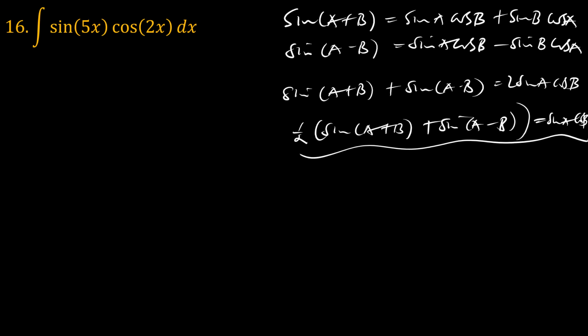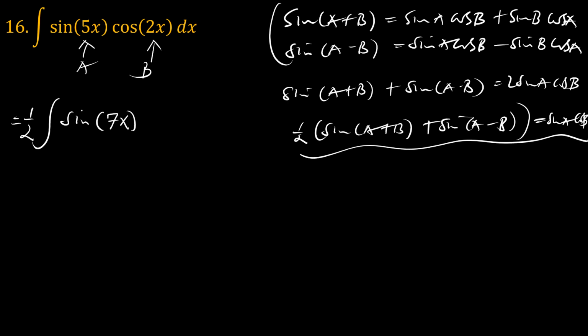I just know this primary thing. So if I take, for example, this to be A and this to be B, what do I have here? So I have the integral of a half. Sine A plus B is going to be equal to sine 7x plus sine of 3x.